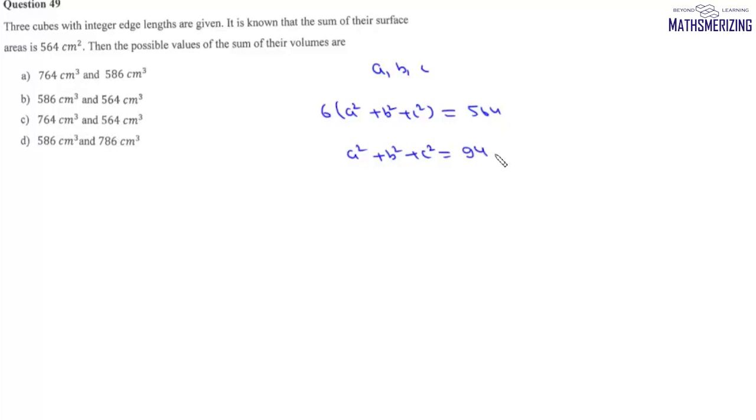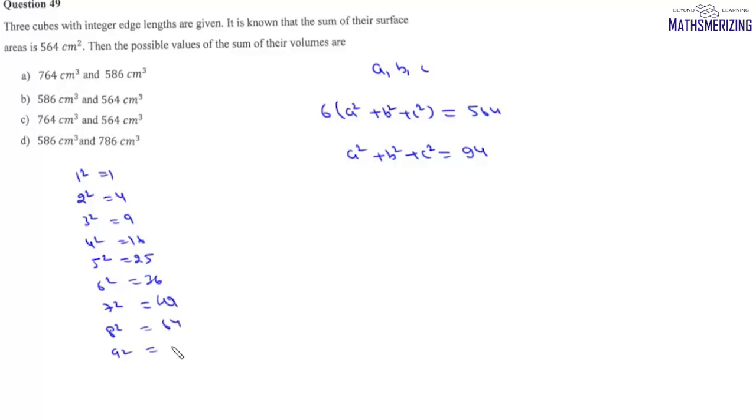Now we need to find integral values of A, B and C such that A square plus B square plus C square is 94. Now if we write perfect squares, then it'll be 1 square, 2 square, 3 square, 4 square, 5 square, 6 square, 7 square, 8 square and 9 square. 1 square is 1, 2 square is 4, 3 square is 9, 4 square is 16, 5 square is 25, 6 square is 36, 7 square is 49, 8 square is 64 and 9 square is 81.